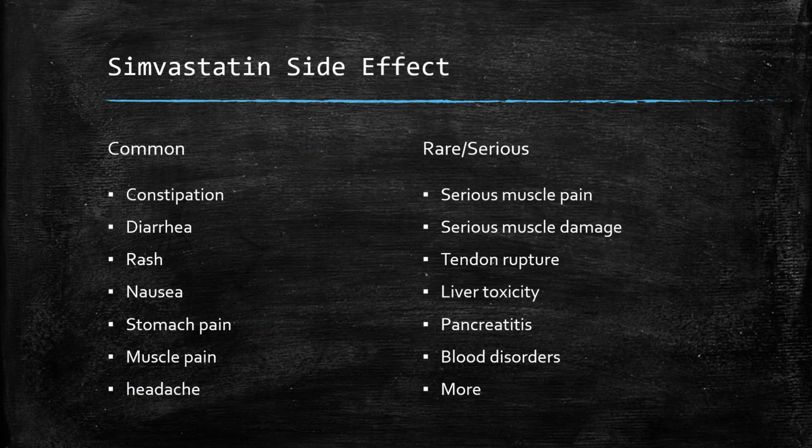So what are some of the side effects that we see with simvastatin? Constipation, diarrhea, rash, nausea, stomach pain, muscle pain, headache. Those can happen. On people with the lower end of dosing, a lot of times they don't have a lot of problem, but we just do need to watch out for that.